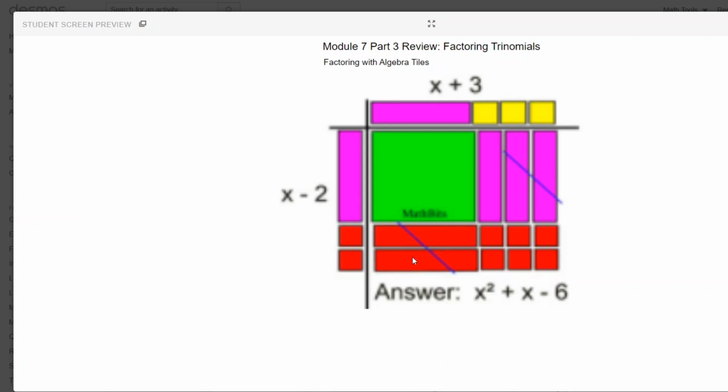Alright, this is the video for the last part of the test. This is Module 7, Part 3, Factoring Trinomials. Trinomials, something with 3 terms here.